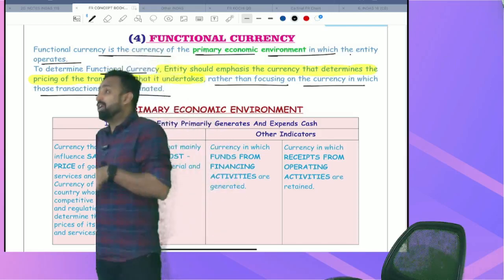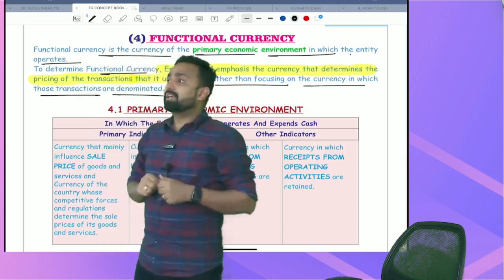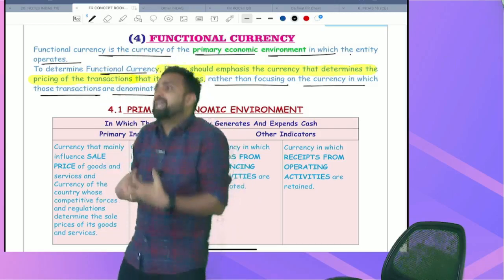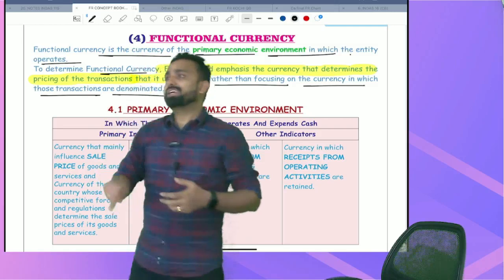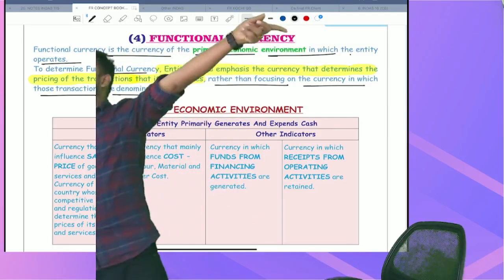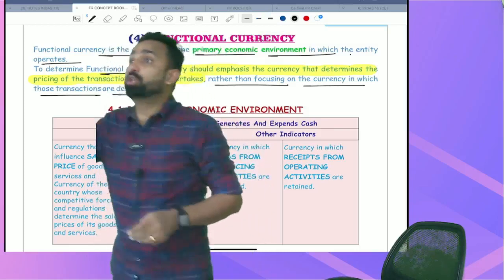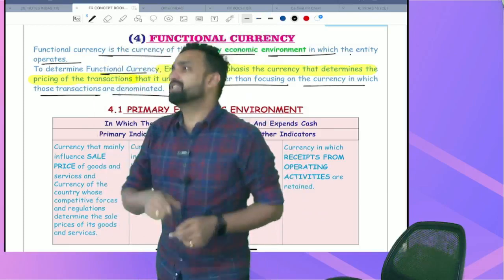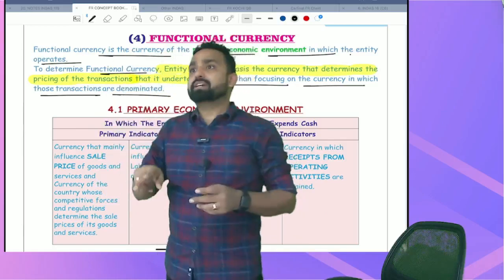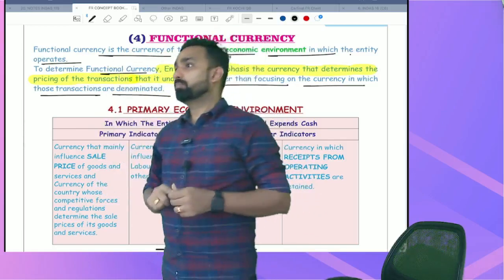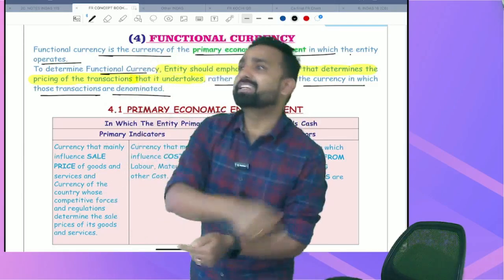Now, if that particular German company operating in India thinks that my price is majorly dependent on Indian government taxes, definitely, even though it is a German company, because it is operating in India and its goods prices are affected by government taxes and tax policies, it may take Indian currency as the functional currency, because the ultimate price of their car is getting affected by the Indian taxes.